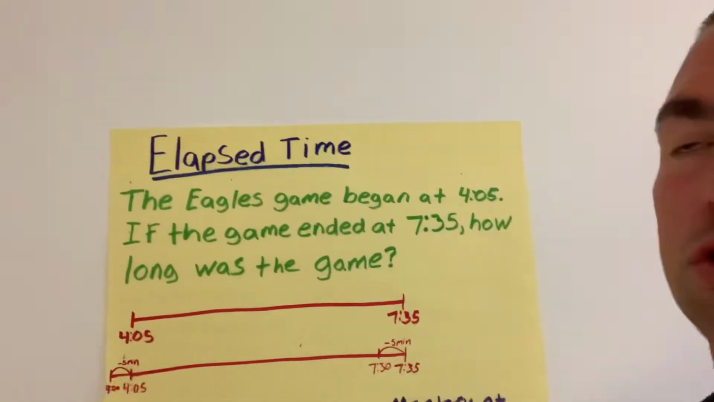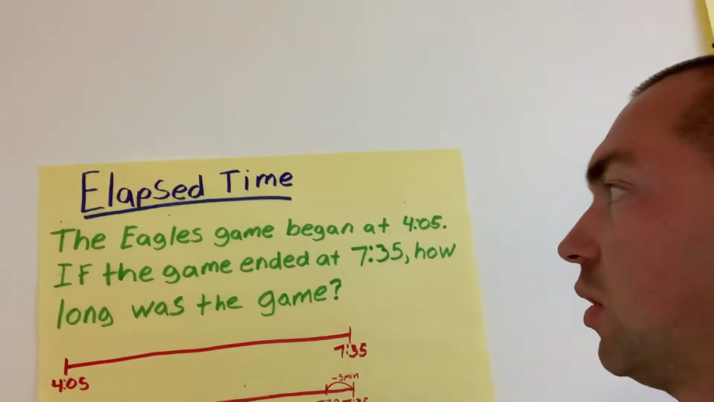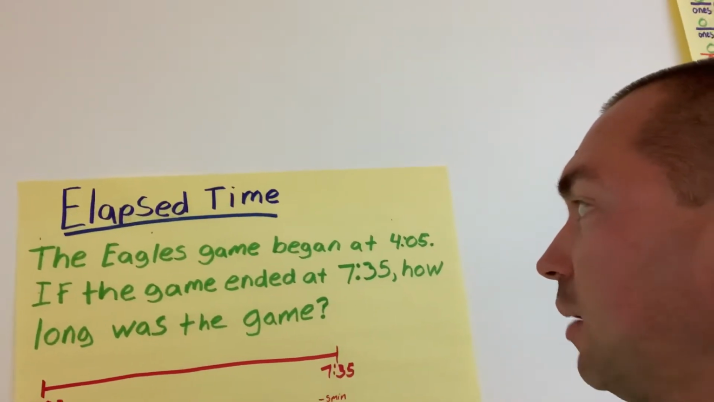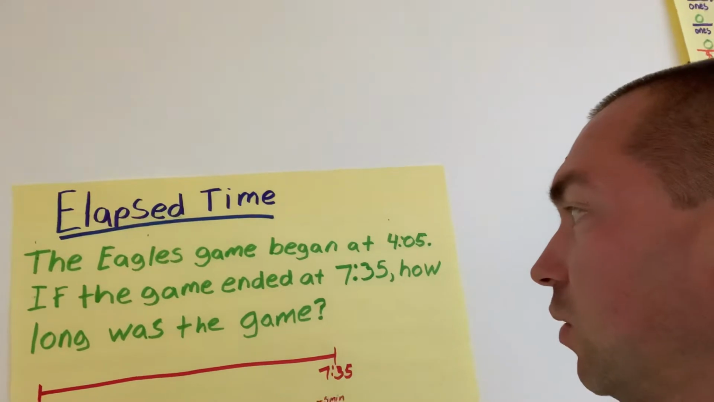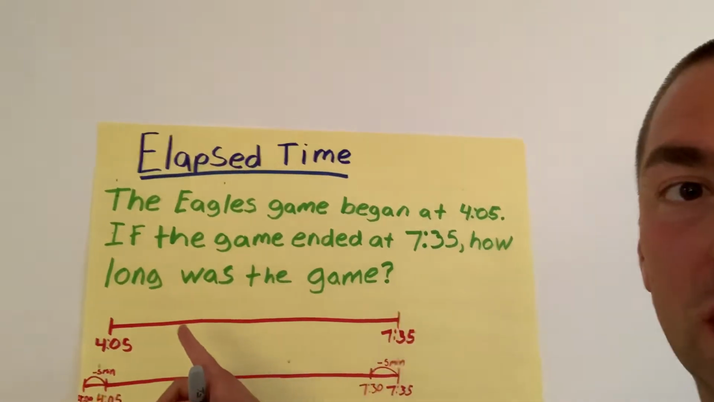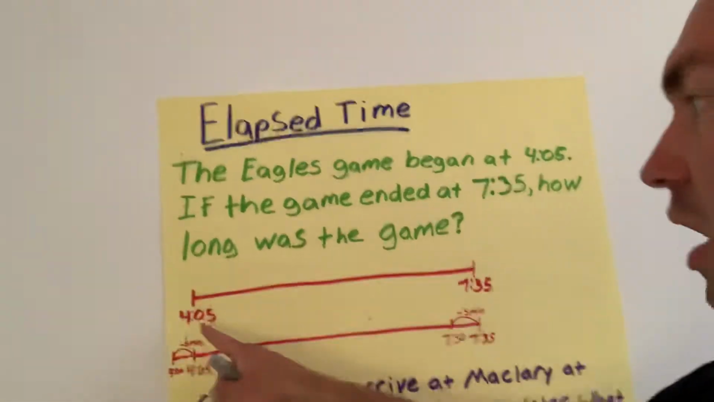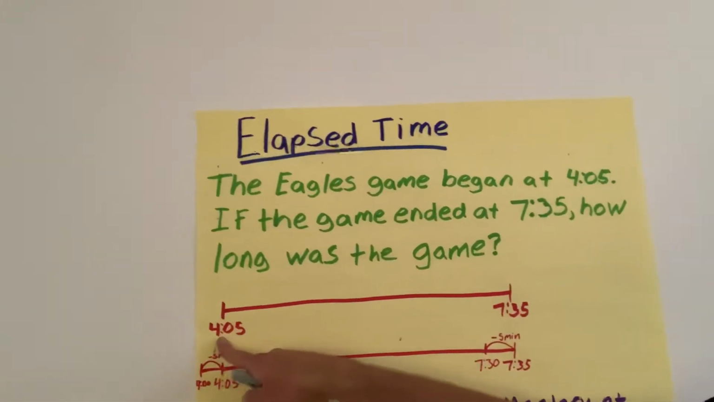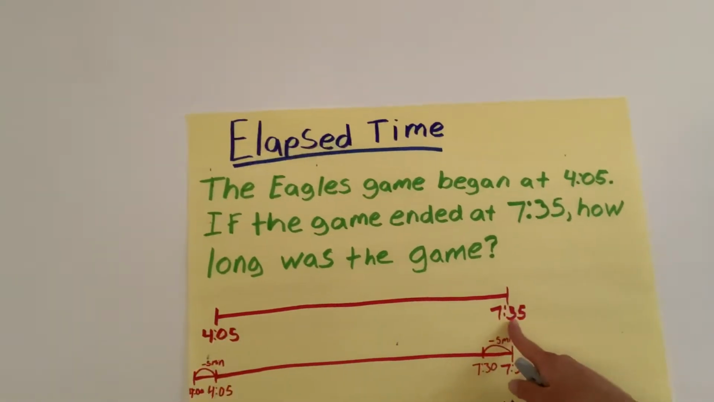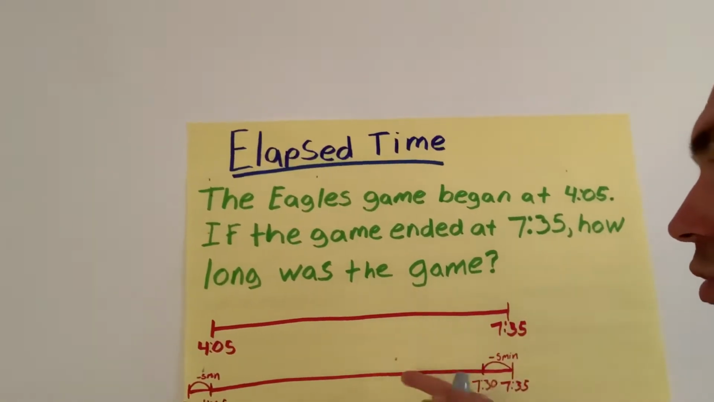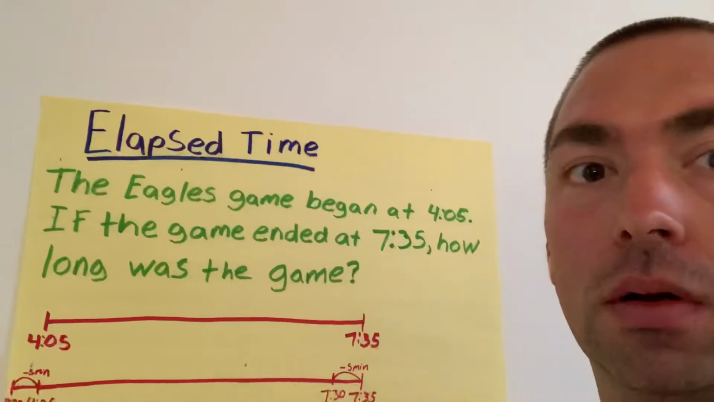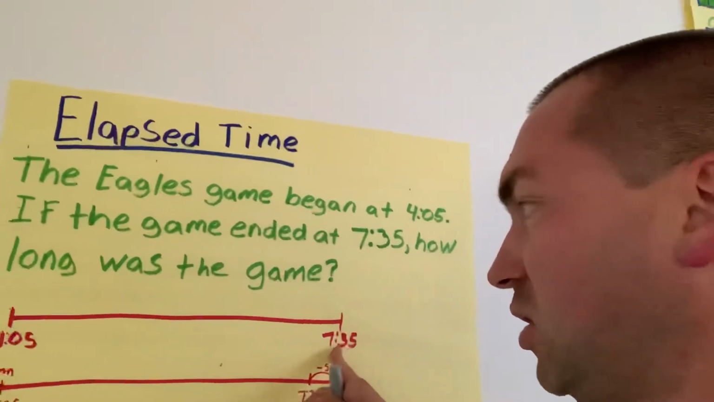So the first problem goes as follows. The Eagles game begins at 4:05. If the game ended at 7:35, how long was the game? I always like to do my elapsed time on a number line, just like this one here. I set it up with my beginning time, 4:05, on this end, and my finishing time, 7:35, over here. Typically, you just add up chunks of time until you get to that final destination.